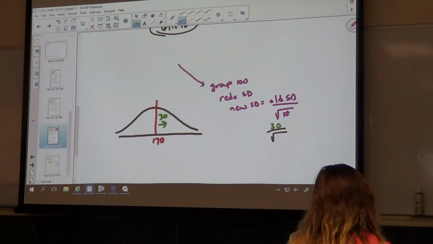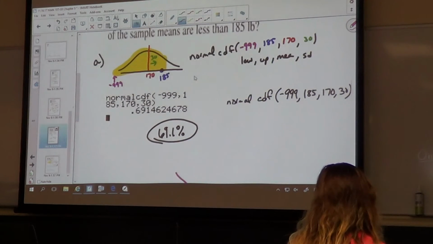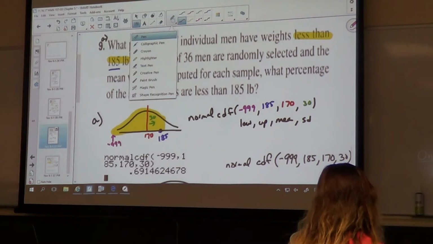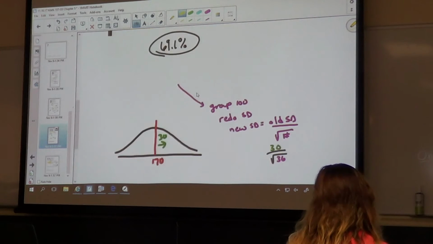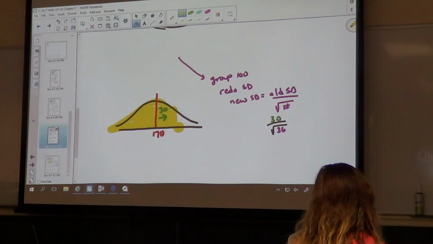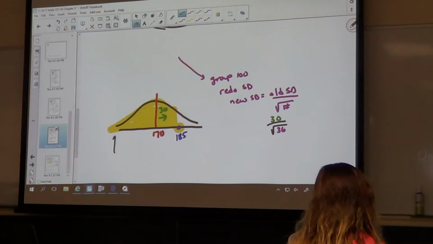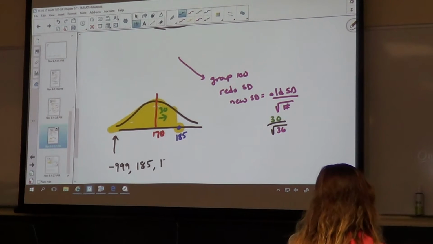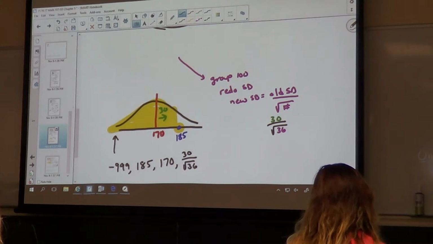My bad, 36. Now, what I did is nothing else changed, because it's still asking me for less than 185. So everything else in the problem is exactly the same. I'm still doing less than 185, so it's still going to be from -999 to 185 and 170, but it's going to be 30 over the square root of 36.